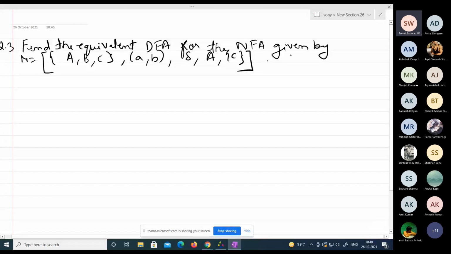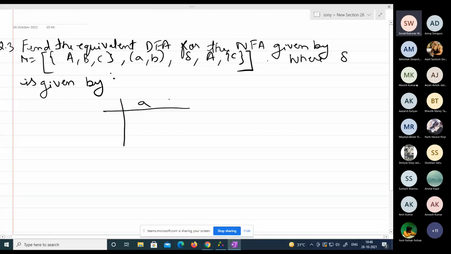Then you have to write where delta is given by this. What do you mean by delta? Delta is the state transition table, and it is given by these values. A, B, C, where A is my initial state and C is the final state. These values are already given. You don't have to compute it. Now you have to solve the rest of the part.